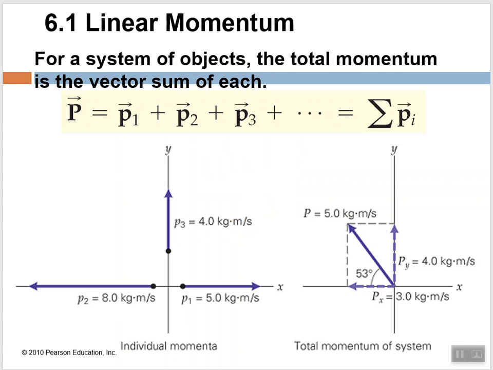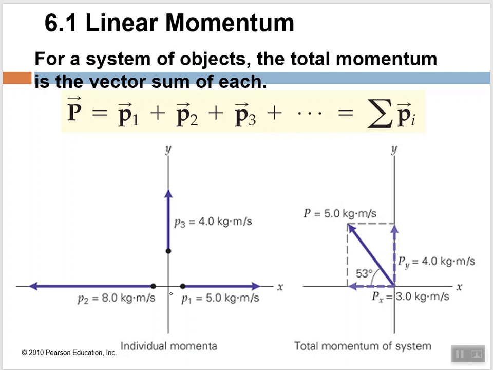Linear momentum. For a system of objects, the total momentum is the vector sum of each. And that's what they're showing here, that the total momentum is equal to all of the individual momentums added up. So it's the sum of all of the individual momentums.